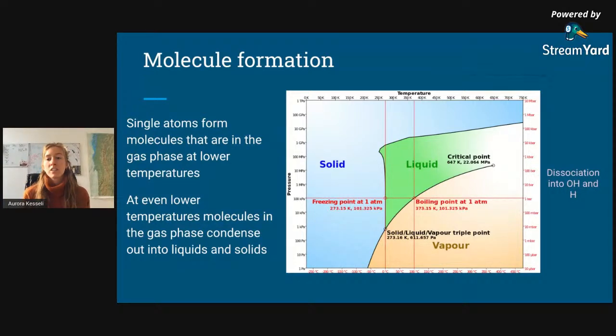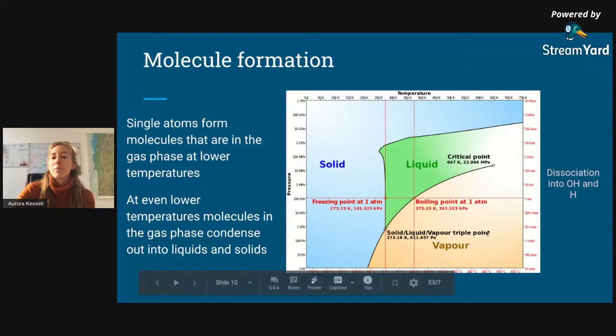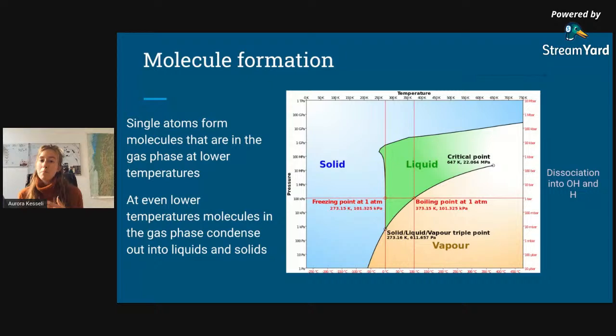So then in order to have water absorption in your spectrum, you need to have a very particular temperature range. You don't want it too cold because then the water will condense into liquids and solids and you won't be able to see it in the atmosphere. And you don't want it too hot because then water won't even be formed. It'll be dissociated into its constituent parts.